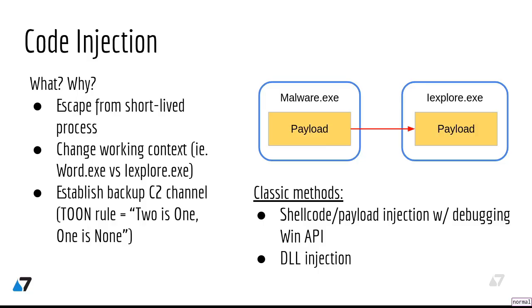There are a lot of code injection methods available. For now, we will discuss only the so-called classic ones. The first is shellcode injection using the debugging API, with calls like CreateRemoteThread or WriteProcessMemory. And the second is injecting a DLL from disk. Okay, so let's jump to payload injection.